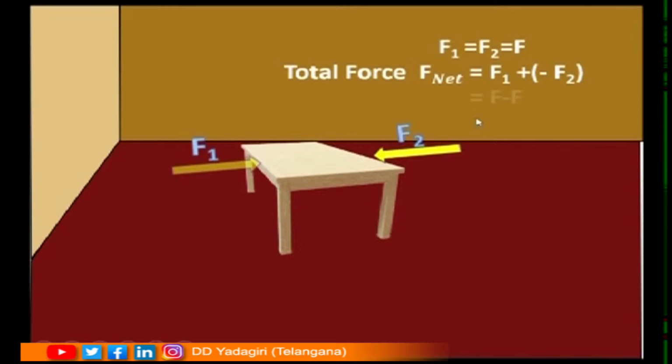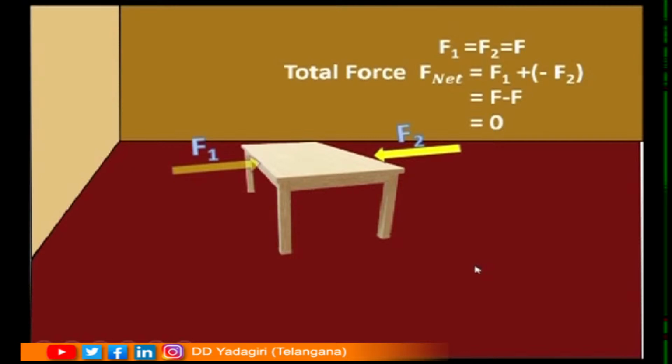So finally, the resultant force will be F, plus into minus is minus, F, because F1 equals F2 equals F. Both are applying the equal force. So the answer is 0, which means even though forces are acting on this object, the net force becomes 0. Due to this reason, the table is still at rest. Here the direction of the applied force is very important to change the state of the object.